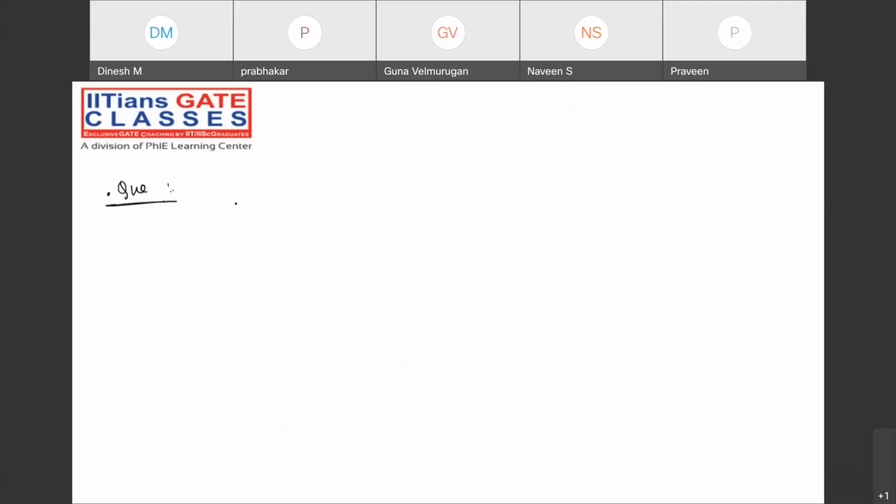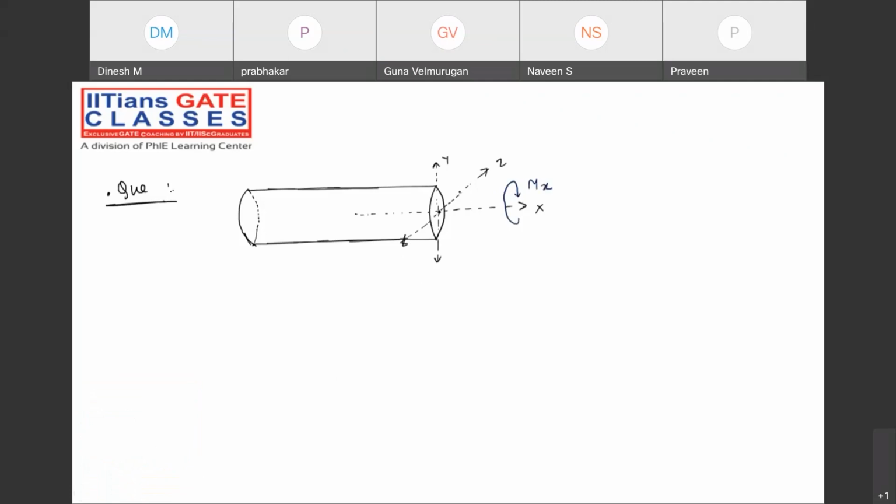Just note down the question. There is a shaft. The shaft is going to have an axis. I'm going to take the x-axis like this. The z-axis you are going to have perpendicular to this one. And the y-axis you are going to have something like this. Now what I'm doing, I'm just applying the twisting moment. Suppose that I'm applying one couple like this, a moment about the x-axis, and I'm applying one moment about the z-axis, suppose that.